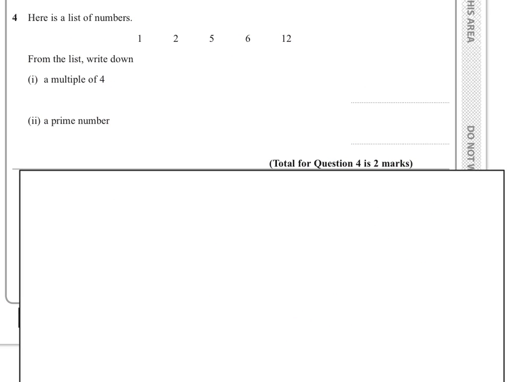Question 4. Here is a list of numbers 1, 2, 5, 6 and 12. And firstly, from the list, you have to write down a multiple of 4. Well, that's nothing more than the 4 times table. That's what the multiple means.